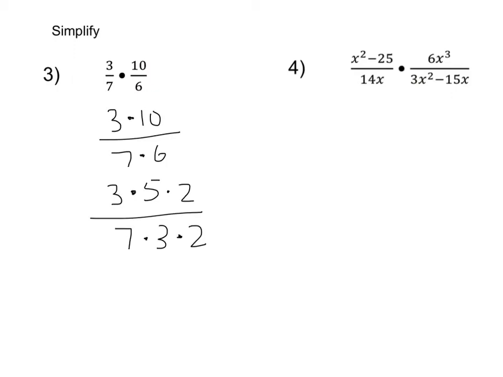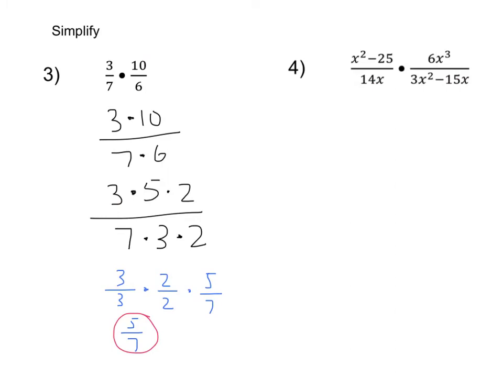And I just want to remind you, when you multiply, order doesn't matter. So 3 times 5 times 2 is the same thing as if I had written 5 times 3 times 2. So we can rewrite this as 3 over 3 times 2 over 2 times 5 over 7. And again, we have a 1 times 1 here, so our answer is just 5/7.